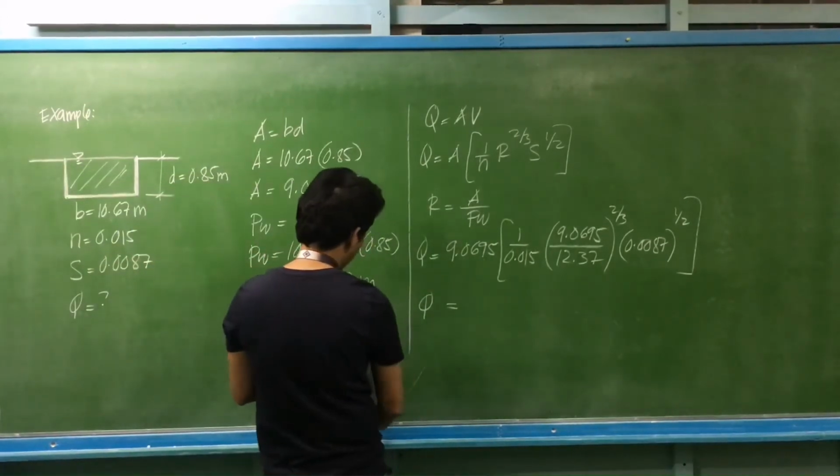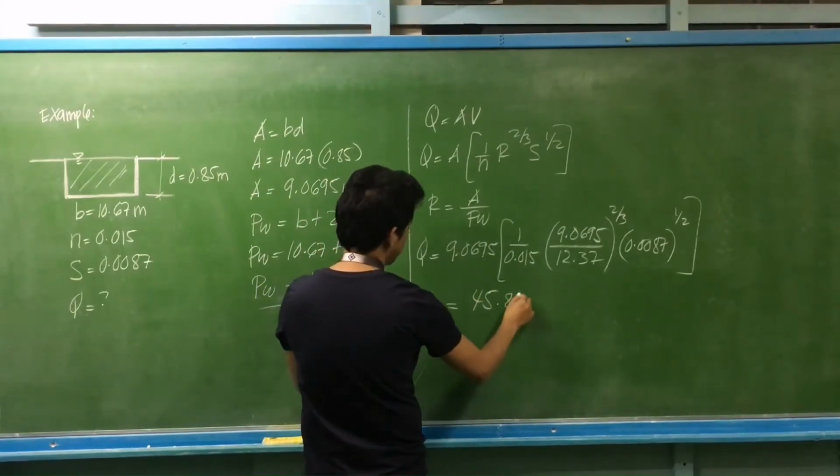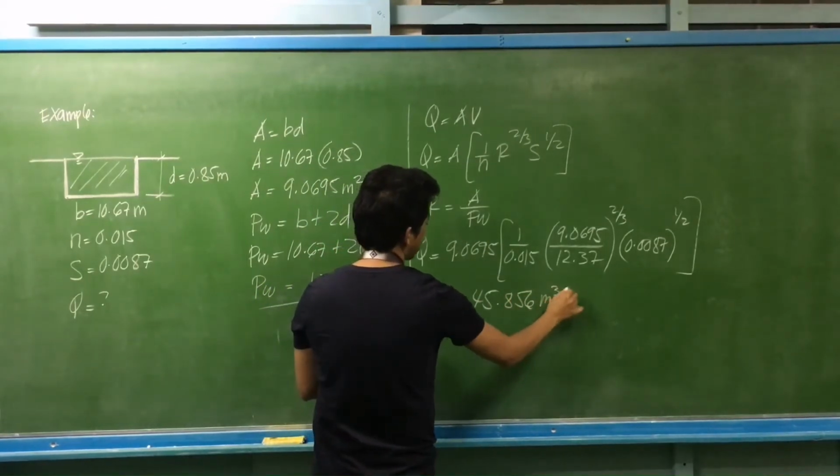Okay, so we have a discharge equal to 45.856 cubic meters per second.